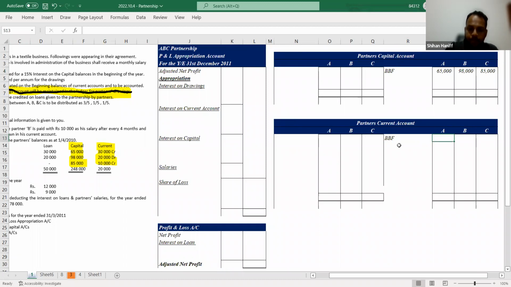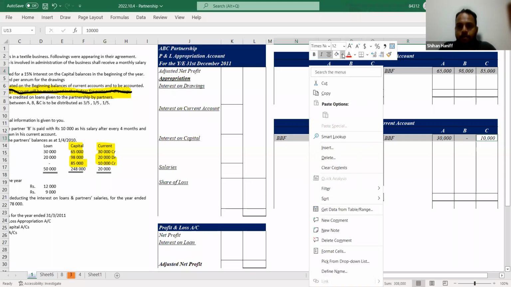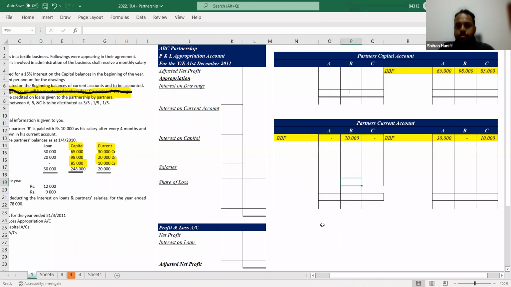Current account, 30,000 credit for A, C credit 10,000, but B is having a debit balance of 20,000. Opening balance. Write the opening balance.